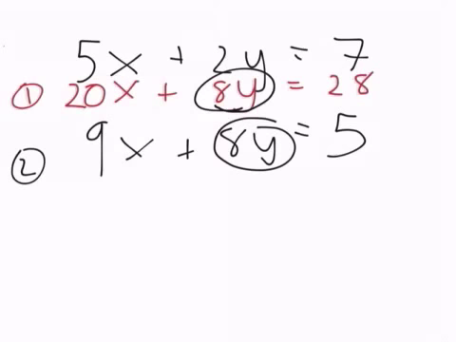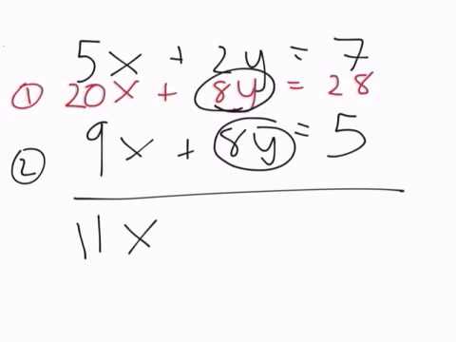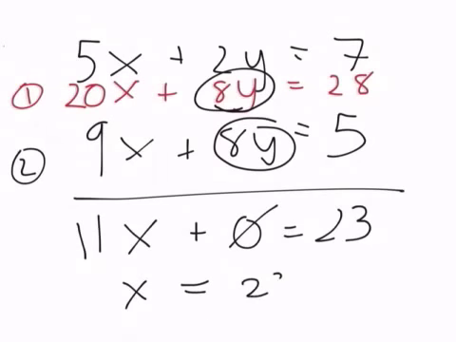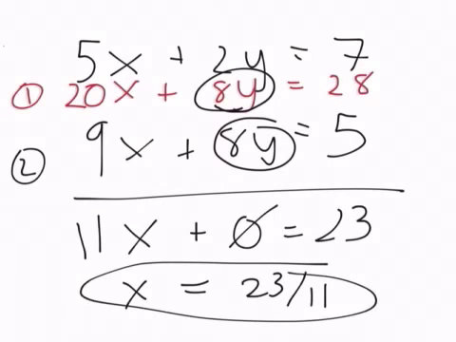Now I've done that, I can subtract equation 2 from equation 1, and that will give me 11x, 20x minus 9x is 11x, plus 8y minus 8y is 0, equals 28 minus 5 is 23. What I'm left with is 11x equals 23, which means x equals 23 over 11. Now I've got what x is.